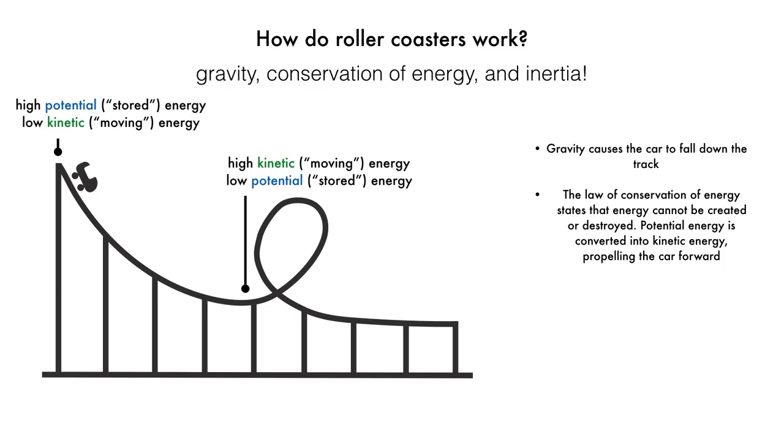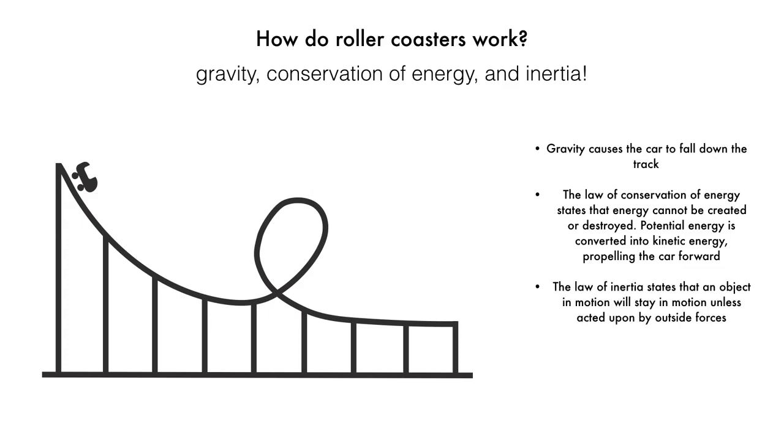The higher the first initial peak of your roller coaster, the greater potential or stored energy you have. The car remains in motion due to the law of inertia, which states that an object in motion will stay in motion unless acted upon by outside forces. In the case of roller coasters, we have to deal with a force called friction. We can think of friction as a force which prevents the movement of our car. There is friction between the wheels of our roller coaster car and the track, as well as from the air. The eventual force of friction will slow down our car, bringing it to a stop.